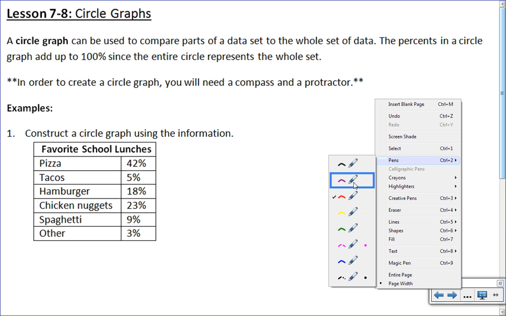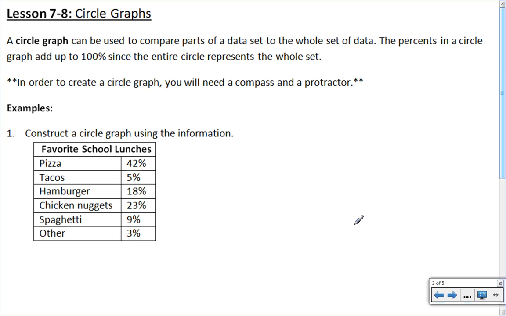Okay, so when you're creating a circle graph, in example 1, for example, we're starting with the percentages represented by each of these parts. Well, if you're going to create an accurate circle graph, we need a bigger portion of the circle to be represented by the pizza, and obviously a much smaller portion of the circle represented by other. And we want it to be proportionate so that, for example, hamburger is 6 times the size of other, because 3 times 6 is 18. So we want this scaled correctly.